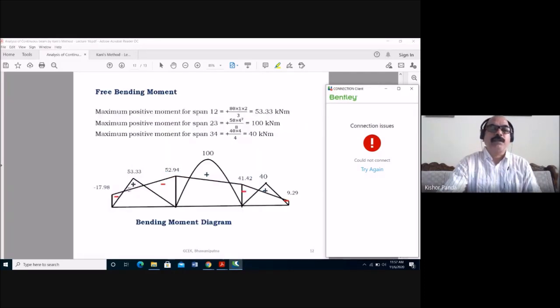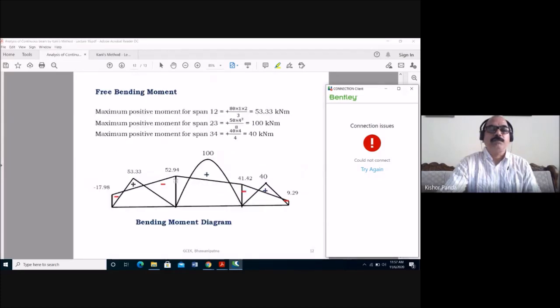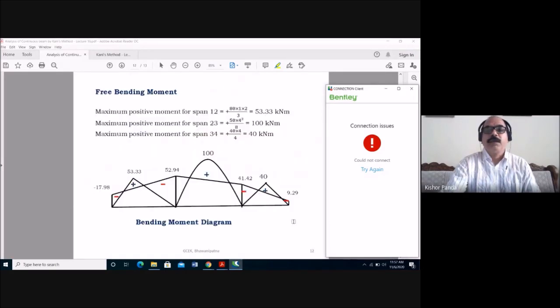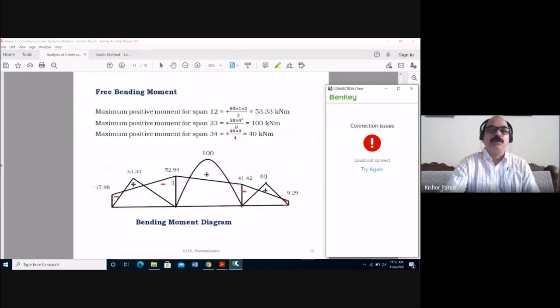After that you can plot the bending moment diagram. So for the bending moment diagram, this is your 17.98 and 52.94 here, and here 41.42, 9.42, and here the moment is 9.29. So join this one. So this is the negative bending moment diagram.